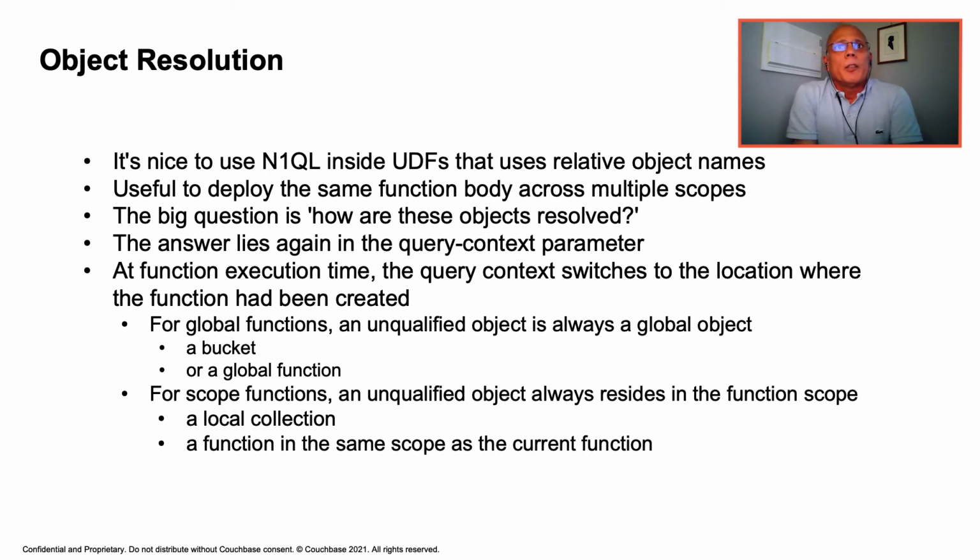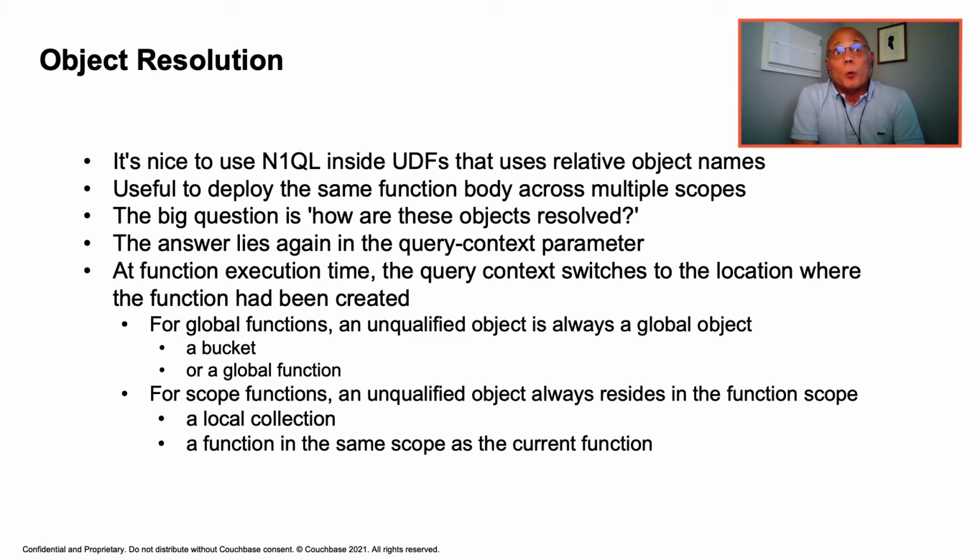The other thing that we have to look at is this: you've got your UDF, that UDF has a N1QL statement, and that statement, for good reasons, wants to use relative object names. So you want to say, inside your UDF, select star from collection1. The big question is, how do you resolve relative names for objects inside a N1QL function? How do you avoid any sort of ambiguity in this behavior?